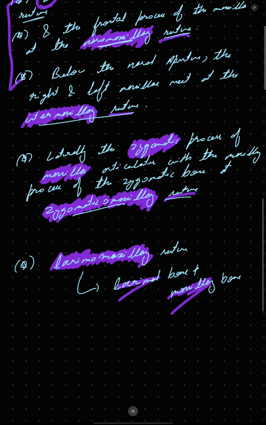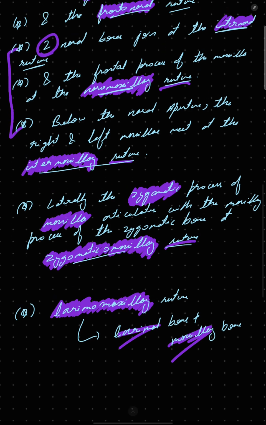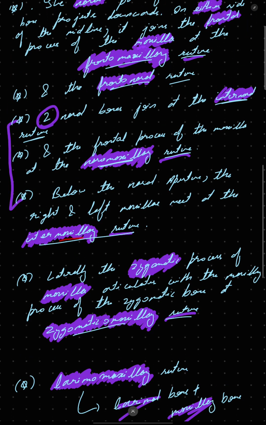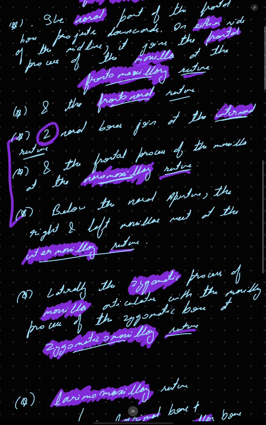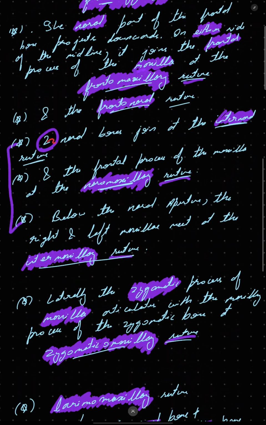Then laterally, the zygomatic process of the maxilla articulates with the maxillary process of the zygomatic bone. Just by reading you can tell. Zygomatic process of the maxilla articulates with the maxillary process of the zygomatic bone. Zygomatico-maxillary suture. So as there is intermaxillary suture, there is also internasal suture. I don't know if I said that properly. I don't know if I was clear, so I'm going to say it again. The 2 nasal bones join at the internasal suture.